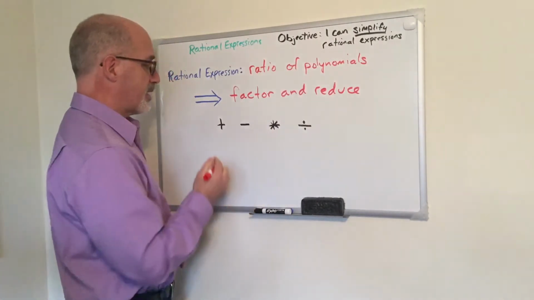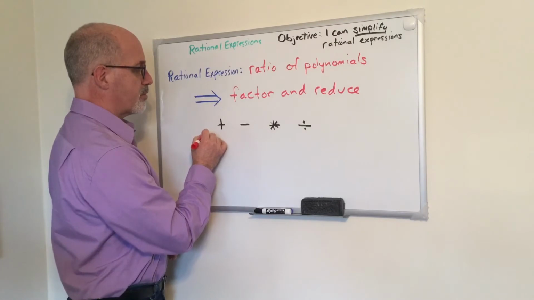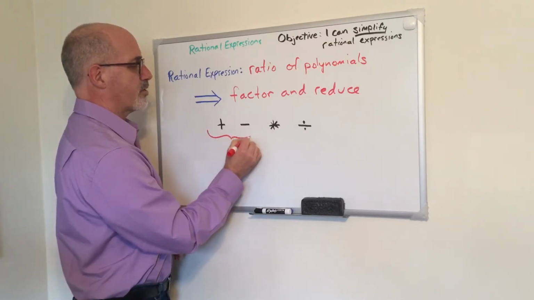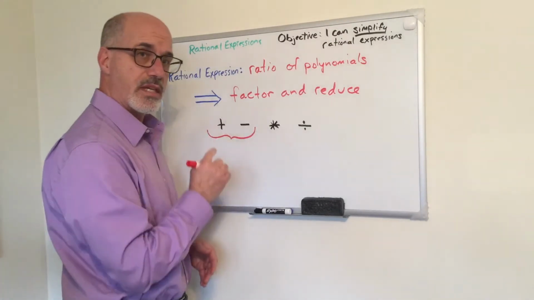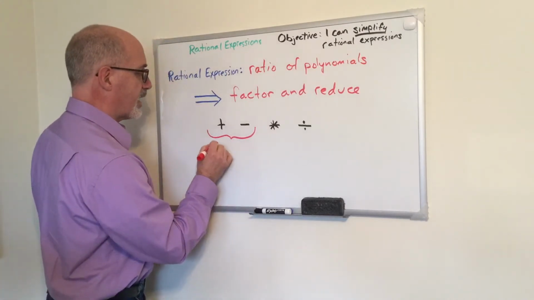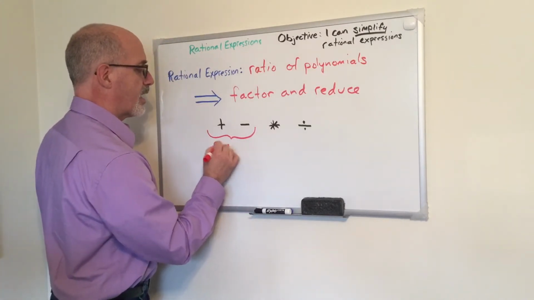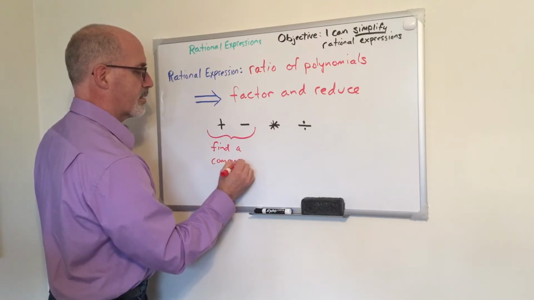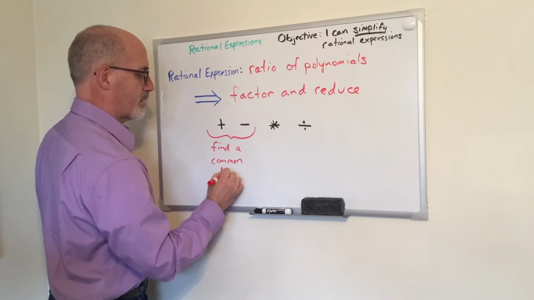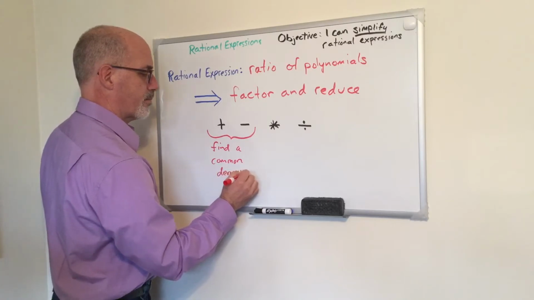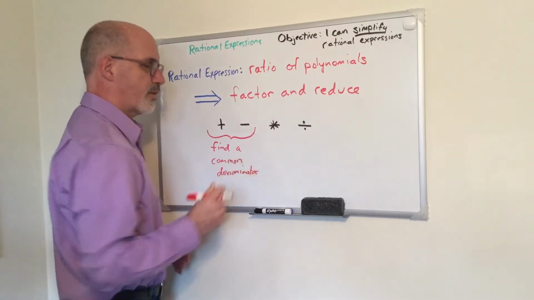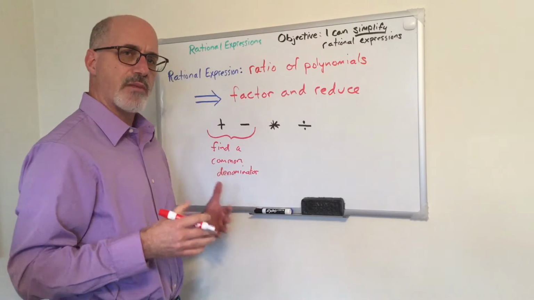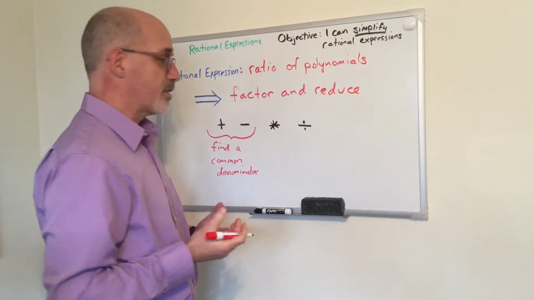Now, when we talk about these two operations, addition and subtraction, we'll wait till later to work with these, because with these, you're going to need to find a common denominator. So just as a preview, we'll get to that later. You get the common denominator, you can combine fractions together.